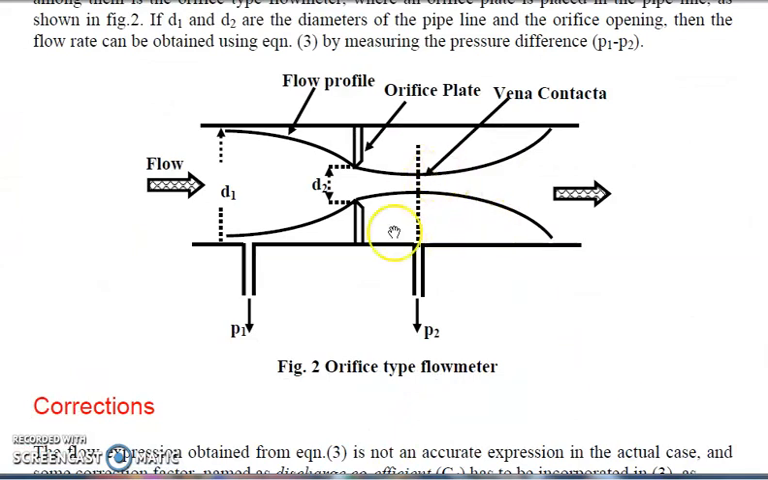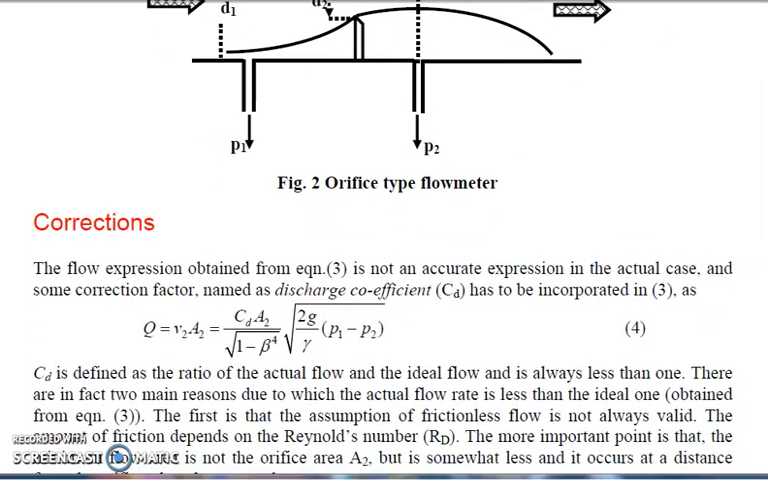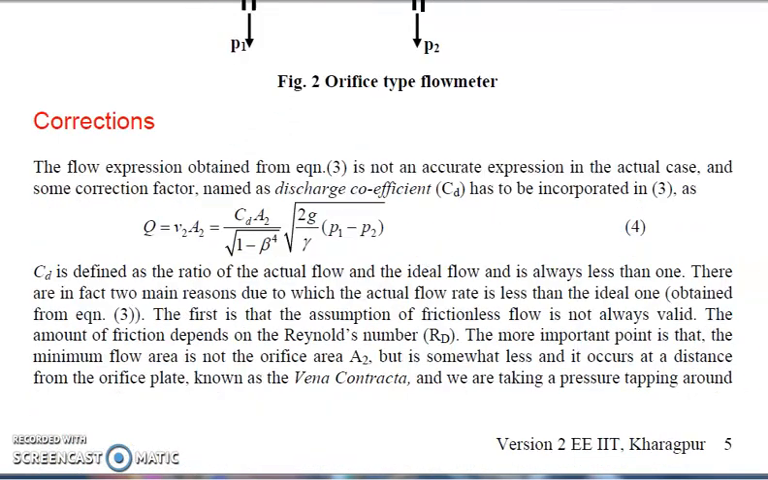What we have studied through the formula is the ideal case. But practically we need some corrections. What are those corrections? Equation 3 is not an accurate expression in the actual, practical case, and we need a correction factor named the discharge coefficient, CD, to be incorporated here. What is CD? It is the ratio of actual flow to ideal flow, and it is always less than 1.